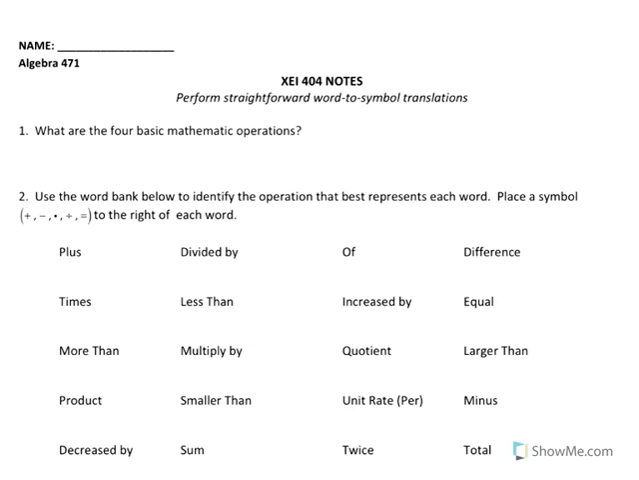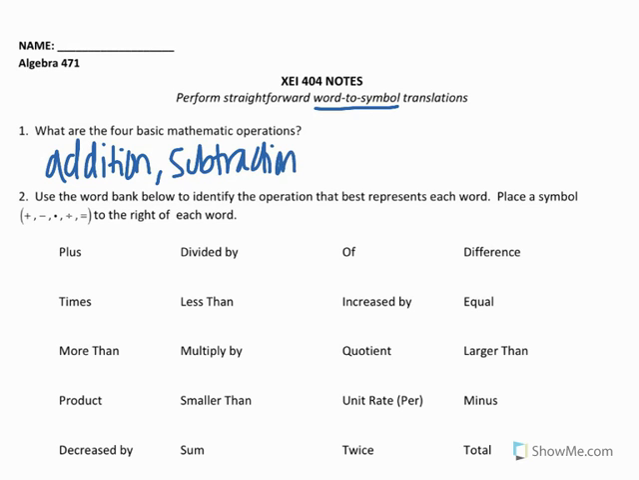Our next topic is performing word-to-symbol translations, which means we're going to be translating from words to mathematical symbols. So first, let's go over the 4 basic math operations. Those are addition, subtraction, multiplication, and division.